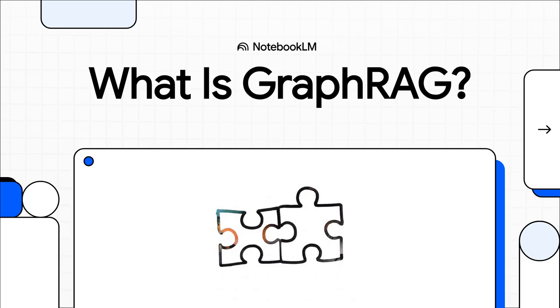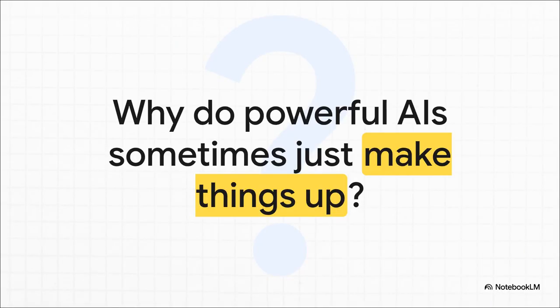All right, let's get right into it. Today, we're talking about a technology that's aiming to solve one of the biggest problems in AI today, and it's called GraphRAG. But before we get to the solution, let's start with the problem. You've probably experienced this. You ask a super powerful AI a question, and it comes back with an answer that's confident, sounds totally plausible, but is just completely made up. So why on earth does that happen?